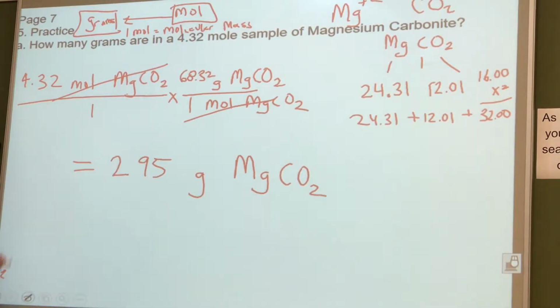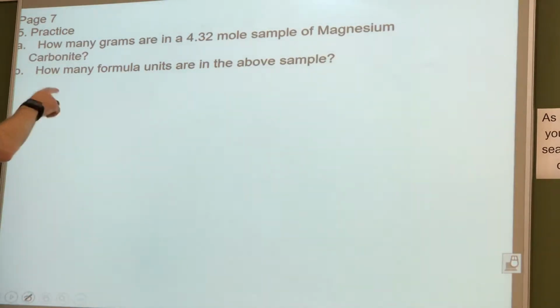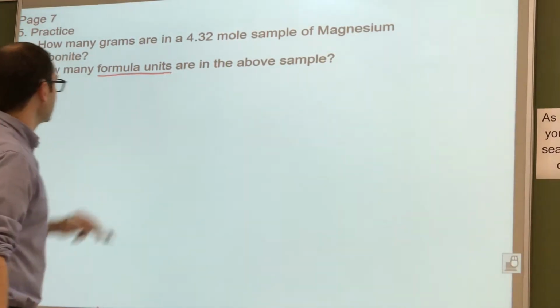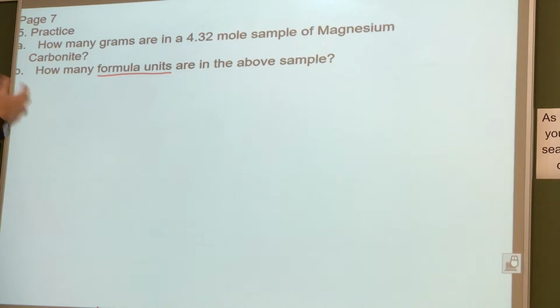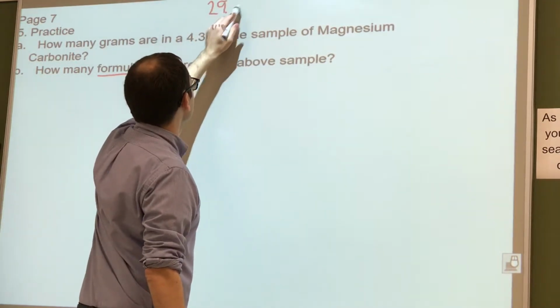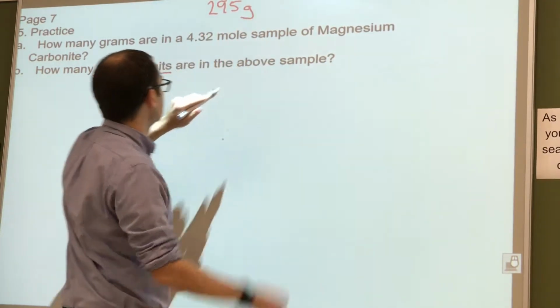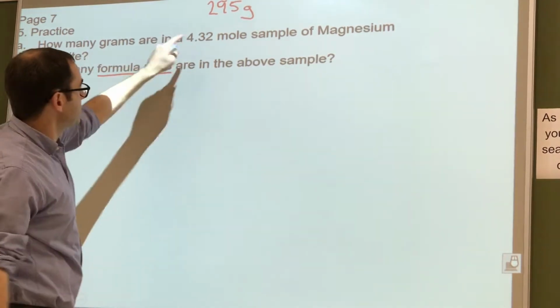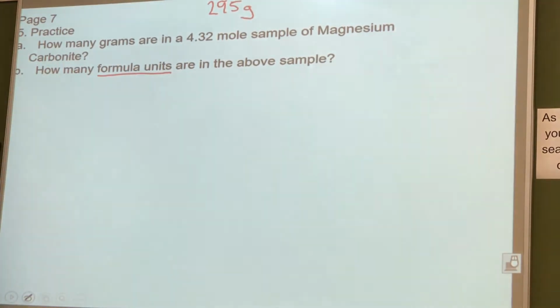The next problem, it's the same thing, but it says find how many formula units are in the above sample. Why did it use the words formula units in this? Jacob? Because it's an ionic compound. Good, it's an ionic compound, so we have to use the nomenclature, the words formula units for it. Now, it says how many formula units are in the above sample. You can start with what we just converted this into, which was 295 grams, because 295 grams equals 4.32 moles of this stuff, right?